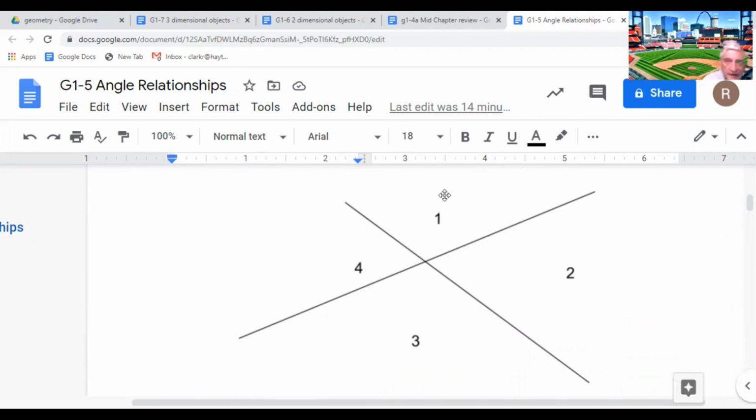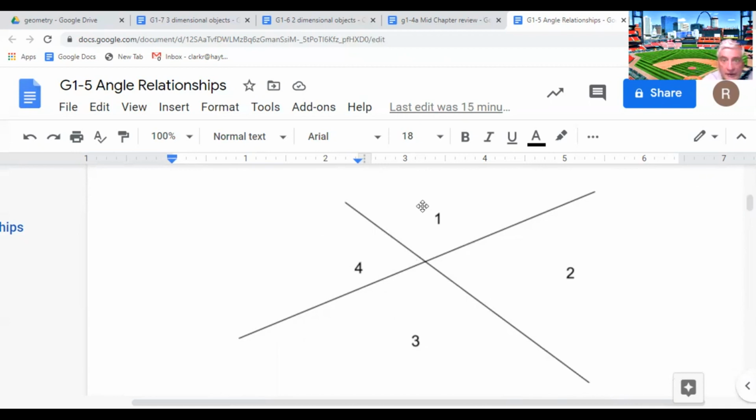Then we have adjacent angles. They are side by side, 2 angles that share one ray. 1 and 4 share this ray, this line. 1 and 4 are adjacent. 1 and 2 are adjacent. 2 and 3 are adjacent. 3 and 4 are adjacent.